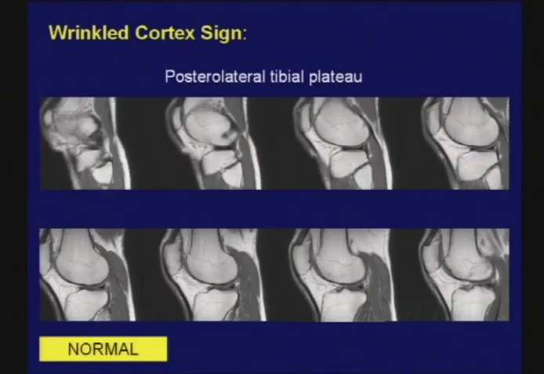If we stay on the lateral side, the other place that we look for osteochondral fractures is in the very posterior aspect of the lateral tibial plateau. Now, just because we can say with confidence we're dealing with an osteochondral fracture back here, I am not certain it has any clinical significance, because we're way, way back in the lateral tibial plateau.